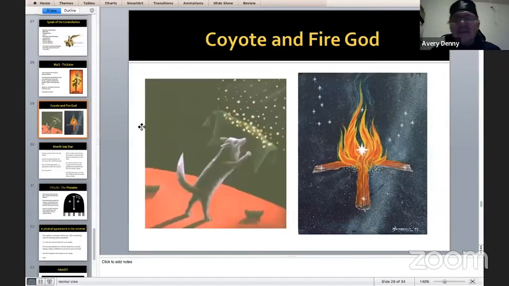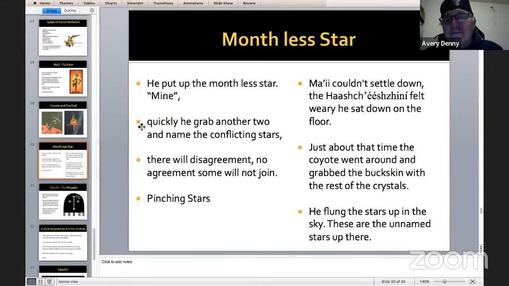And then they gave him one chance. He said, "Okay, coyote, put one up there." And he grabbed that one motionless star. He polished it up right before he named it. He polished it and then he lit it up, fired it up, and then he ran over there and put two of them up there. There's always going to be a conflict. There's always going to be a disagreement.